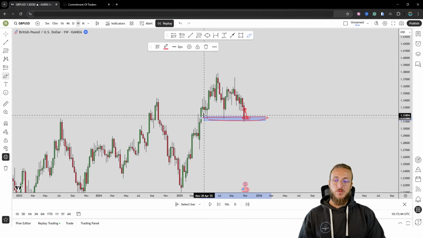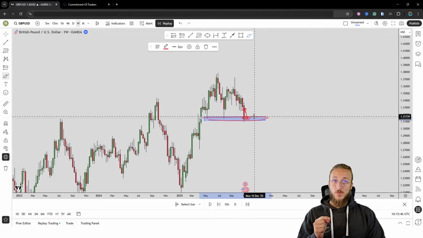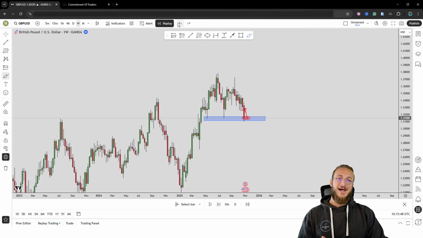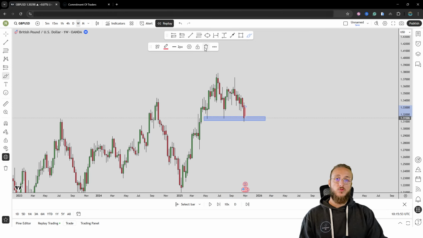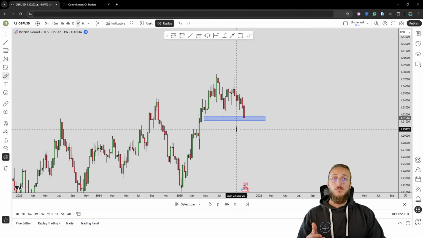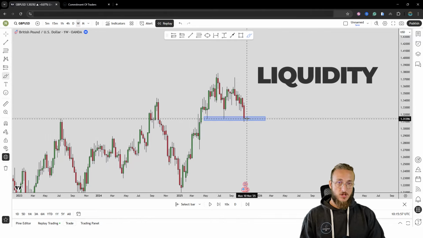Therefore, there was a good probability that the market might want to go for another test of this key area of support, because remember that areas like this, very important zones in the chart, act as magnets for the price. So there was a good probability for the market to want to go and test what kind of liquidity there was inside of this zone.